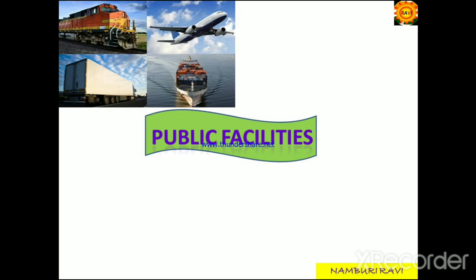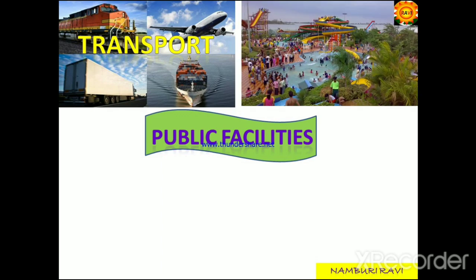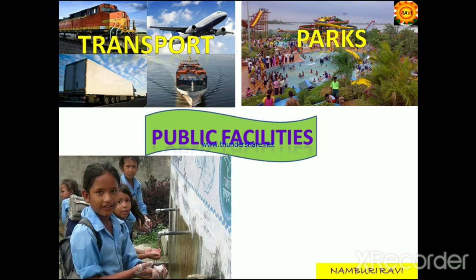Once again we can see the public facilities. The first public facility required for the people in a nation is transport. There are four different transport ways: roadways, railways, waterways, and airways. This is a public facility, and it is accessible by each and every citizen commonly without any discrimination based on religion, caste, creed, and income. And the second one is parks. Everyone is entitled to use the parks which are established by the government.